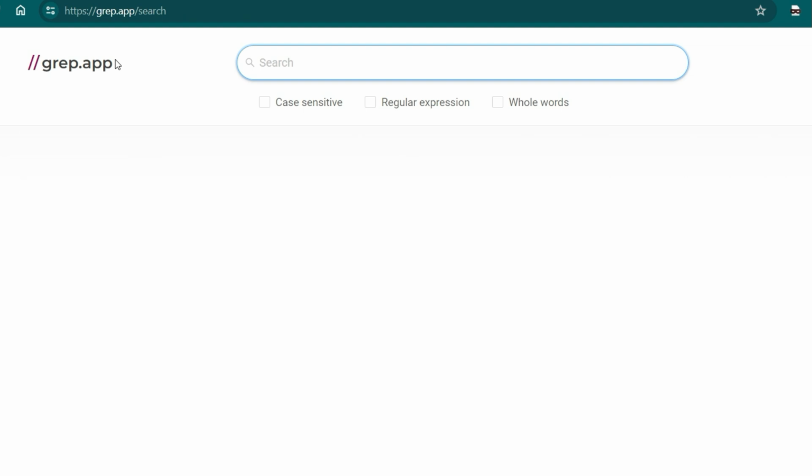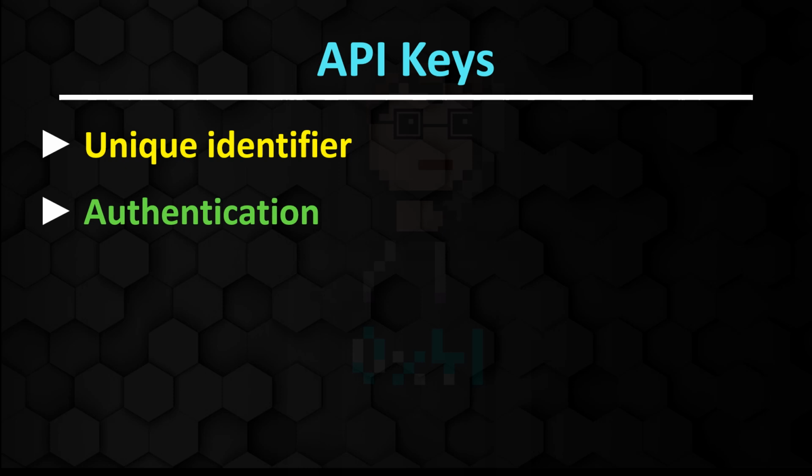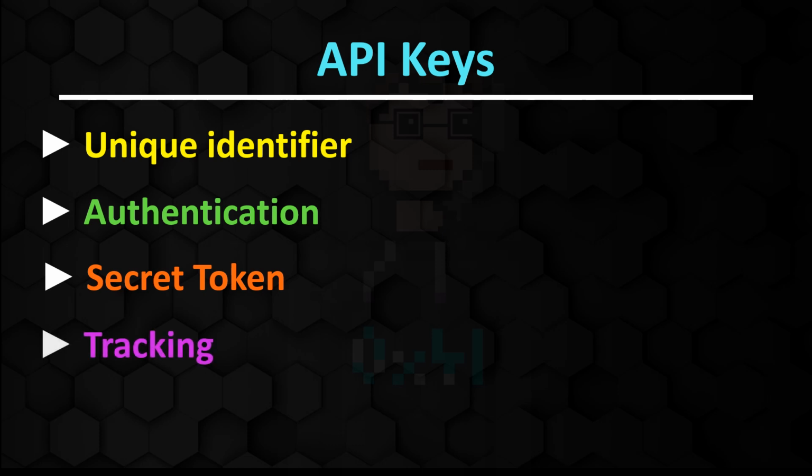But if we see the world through the eyes of an attacker, this tool offers a great source of potential security flaws. Let's talk about API keys now. An API key is a unique identifier used primarily to authenticate a calling program to an API. It acts as both a unique identifier and a secret token for authentication, and it helps in tracking and controlling how the API is being used, often for purposes such as limiting access to a service or tracking how many requests a user has made to an API.